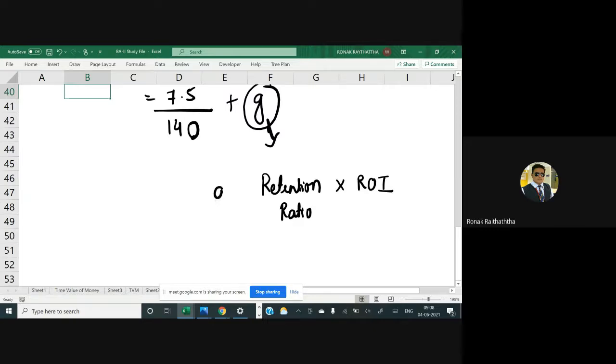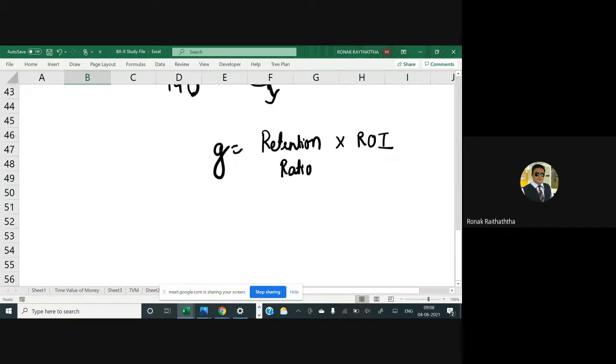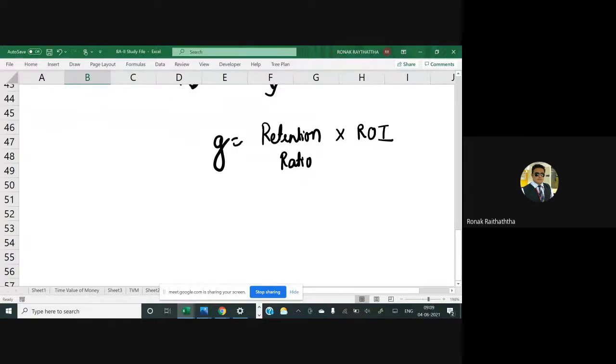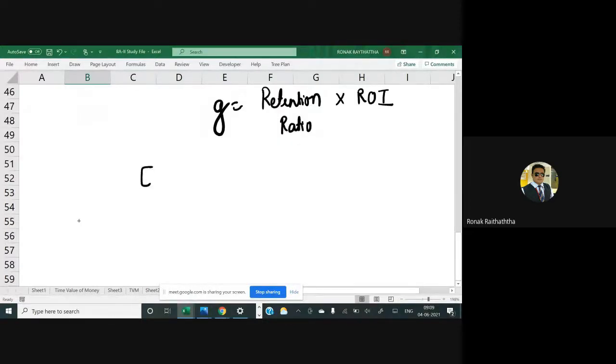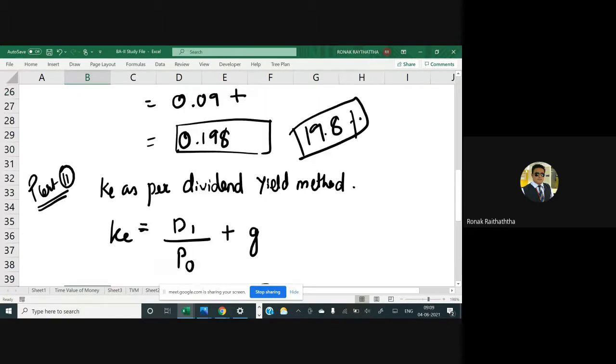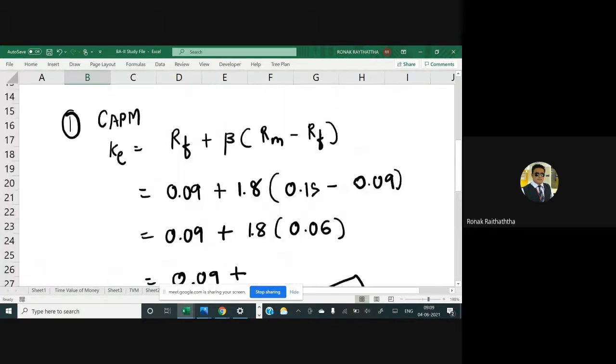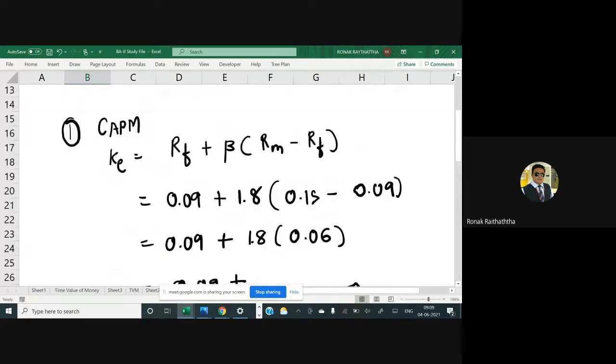Now here in this case, retention ratio can be found by using the EPS and the dividend per share. Earning per share and dividend per share can be found, and then we can find the retention ratio. So first of all, just write the earnings of the company. Some people are just staring at the screen. You should also be doing it. 40 lakhs rupees.